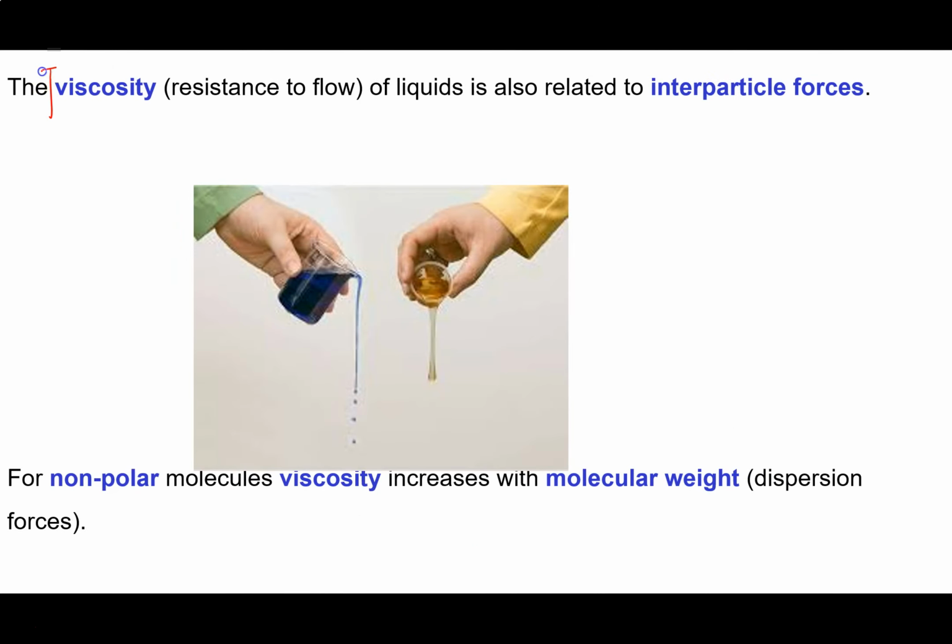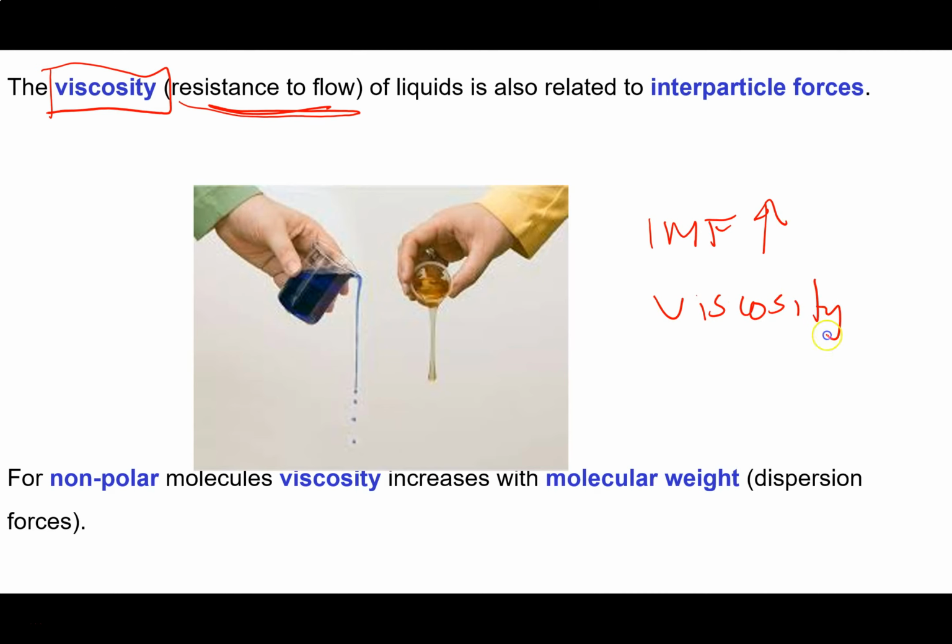So now the final property of liquids that we're going to be talking about is viscosity, which is the resistance to flow of a liquid. And it's a pretty simple idea that as the intermolecular forces increase, so will viscosity, or the resistance to flow. So, if you have a molecule, you can have a look at it, think about its intermolecular forces, and you can probably make a guess as to what its viscosity is likely to be.